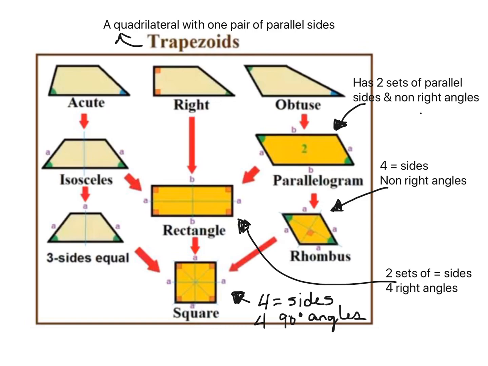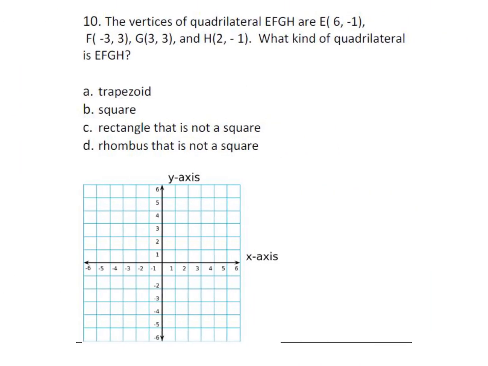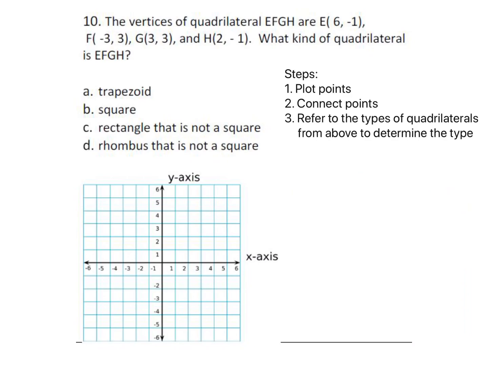All right, so now that we have talked about all of our vocabulary, let's go look at number 10. The vertices of quadrilateral EFGH are, and then they give me these four ordered pairs, and they ask me what kind of quadrilateral is EFGH. So let's talk about what our steps are going to be. My steps for this are very simple.